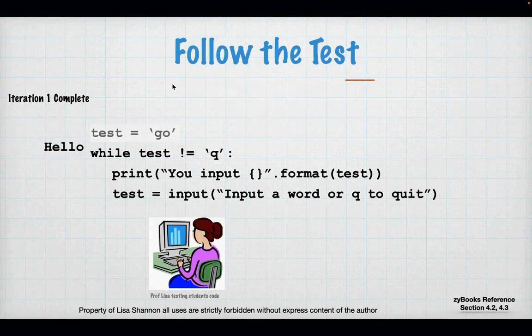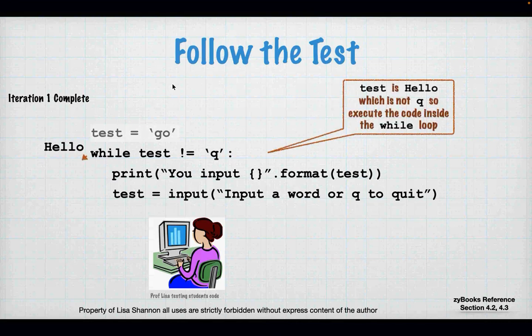And then what happens? Python evaluates it and says hello is not the same as Q, true. So I go back inside the local scope, back inside the while loop. I'm going to print out your input is whatever it is, and then I'm going to stop because I'm asking for input from the user.